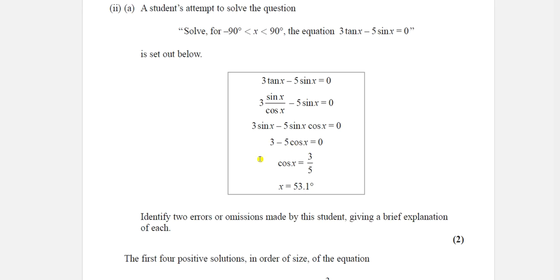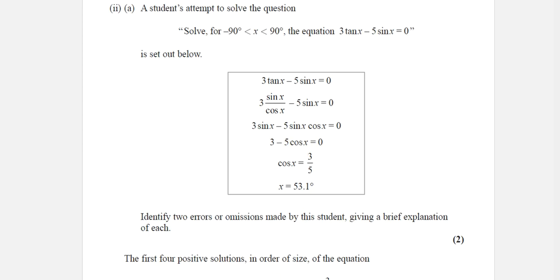So we're running out of places where the mistake might have taken place. If we look at the next line, work out what the student's done. 3 sine x becomes 3, minus 5 sine x cos x becomes minus 5 cos x, and we've got zeros on the right-hand side still. So it looks like they've divided through by sine x. And then the line after that, they've rearranged. Looks like they've rearranged correctly. If you add 5 cos x to both sides and then divide by 5, you get cos x equals 3/5.